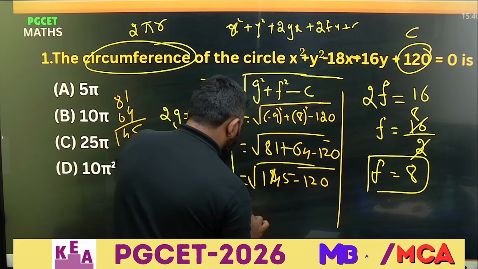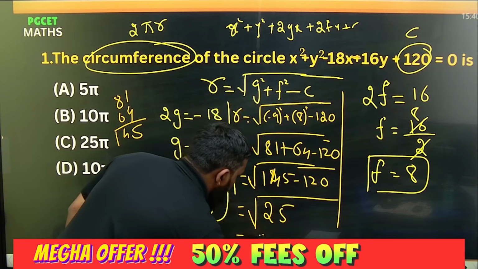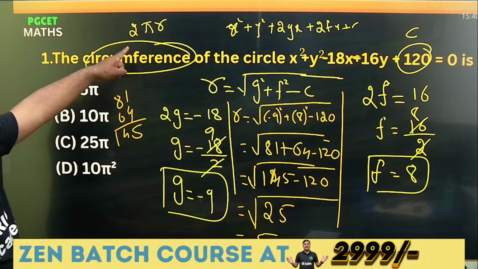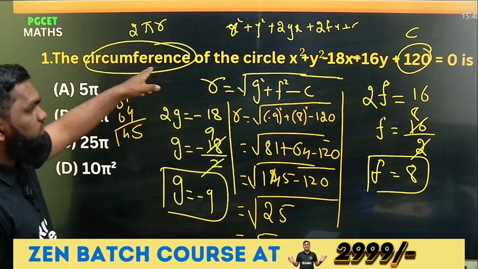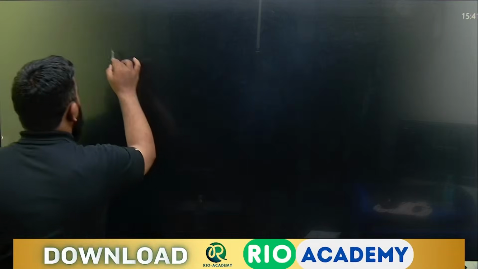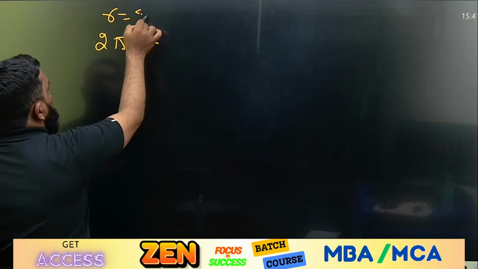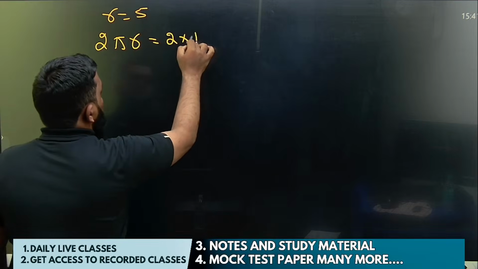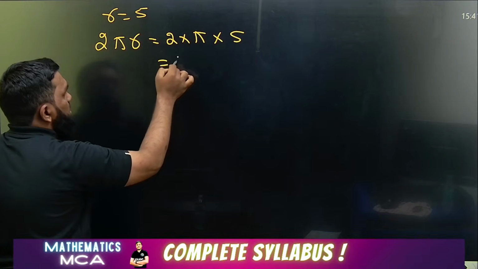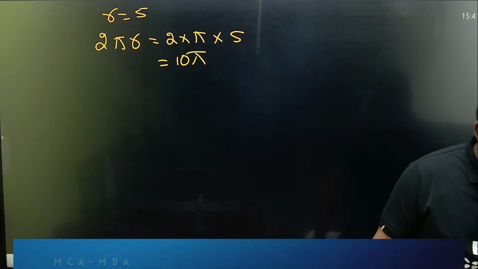145 minus 120, that is equal to root of 25. Now the answer will be 5, since the square root of 25 is 5. Now what do we need to find? We need to find the circumference of the circle. The circumference of the circle is 2 pi r. The value of r is 5, so 2 into pi into 5. 5 twos are 10, so the answer will be 10 pi.